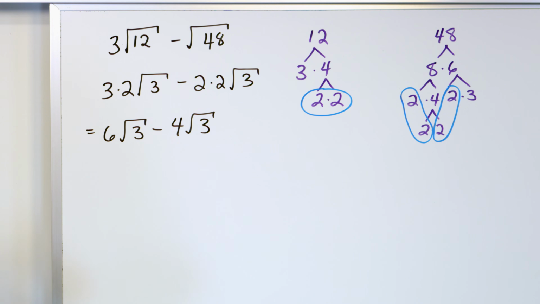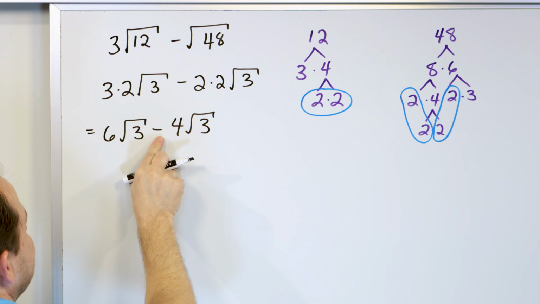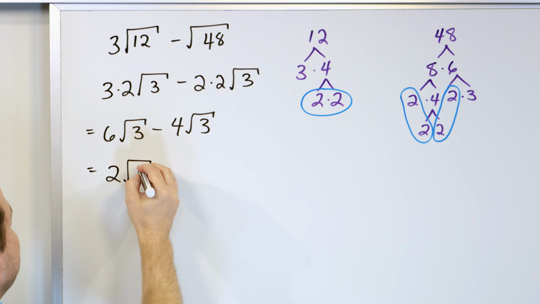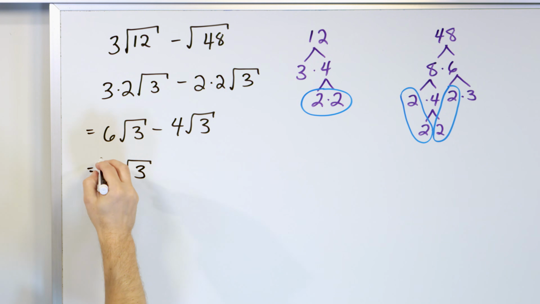You know how to solve that because we've done it about 4 times already. We have a common term, but it's subtracted. So 6 minus 4 is 2. 2 what? 2 of the quantity of what we call square root of 3. That is the final answer. 2 times the square root of 3.